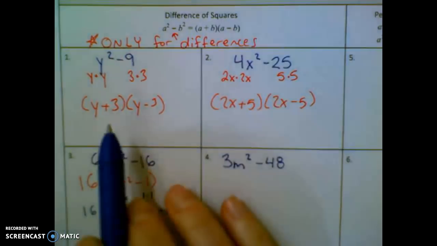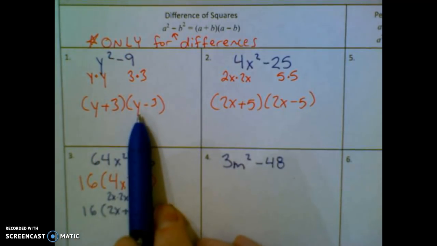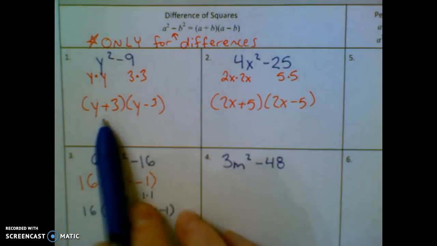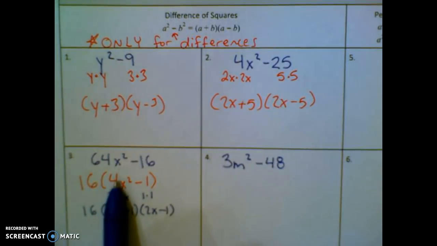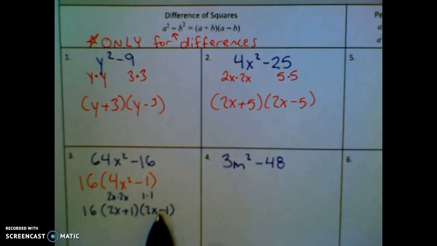It doesn't matter if you write y minus 3 and y plus 3. It doesn't matter what order you write it in. I would just write plus and minus, but as long as you have one plus and one minus, it doesn't matter what order. It does matter, though, if you wrote 1 minus 2x. You've got to write the first term first and the second term second.